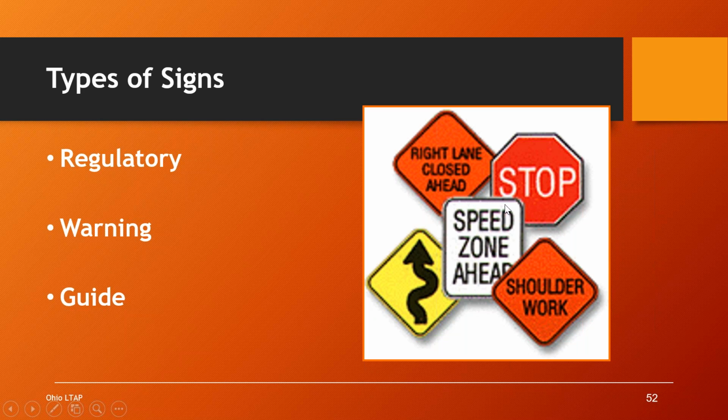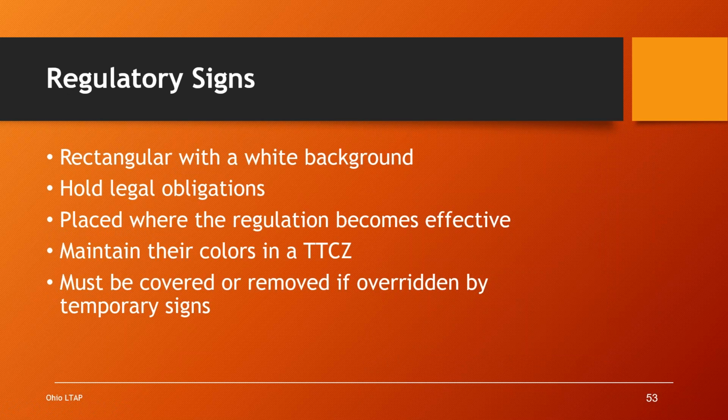So there's three types of signs: regulatory, warning, and guide. The speed limit sign and speed zone ahead, those are the rectangular signs, and they're regulatory. A regulatory sign not only is rectangular with a white background, but it holds legal obligations. So if you recall, I showed you that intersection typical application where it said left lane must turn left. That was not an orange diamond shaped sign. That was a white rectangular sign. So that's a regulatory sign.